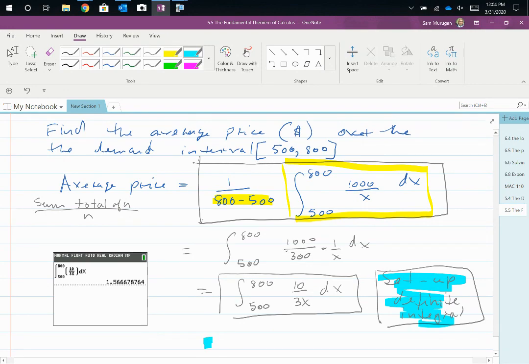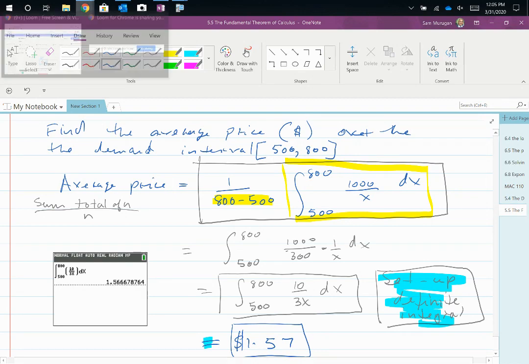So 1.57, what is the unit here? Average price $1.57. Okay. All right, let's stop this.